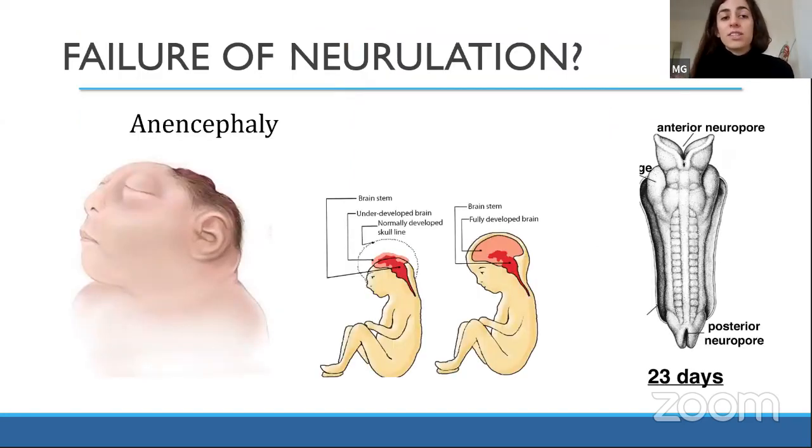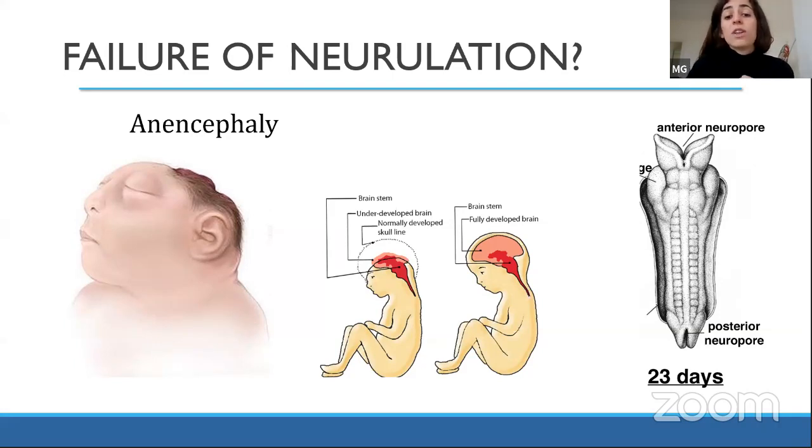Another failure of neurulation is anencephaly. Very unfortunately, this is when the neural tube doesn't close towards the head of the embryo, right? And this means that the brain will not form. Anencephaly in Greek literally means lacking the brain. Unfortunately, this is not a viable condition, and the baby will die either before it's born or within a week of being born. Okay, so this is when the neural tube does not close.